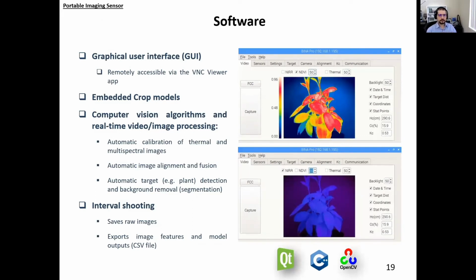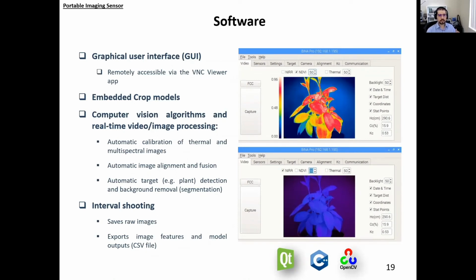I developed a graphical user interface that runs on board of the Raspberry Pi, and it's remotely accessible via the VNC Viewer app, so you can access it from your computer. So the imaging system can be, say, in a greenhouse in your lab, and then you can access it from your office. I embedded certain crop models, the ones that I usually use, in the imager software, and also some computer vision algorithms for real-time image processing.